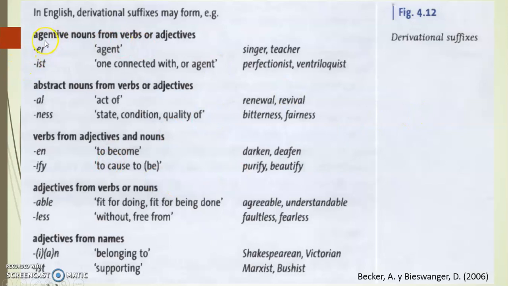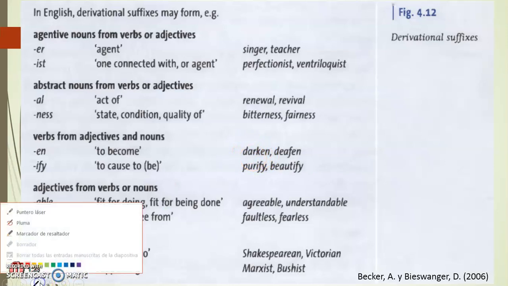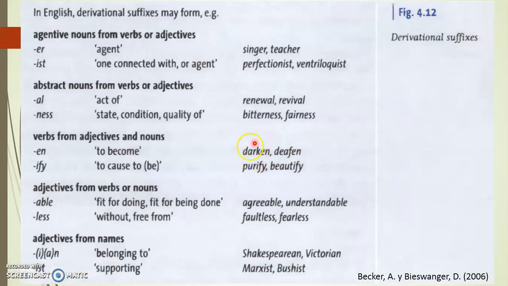Okay, so for example, agentive nouns come from verbs or adjectives: singer, teacher, perfectionist, ventriloquist. Or abstract nouns from verbs or adjectives: we have renewal, revival, bitterness, fairness. From adjectives, dark, darken, purify, beautify. They can make adjectives from verbs or nouns: agree, agreeable, fault, faultless. You can make adjectives from names: Shakespearean, Victorian, right?